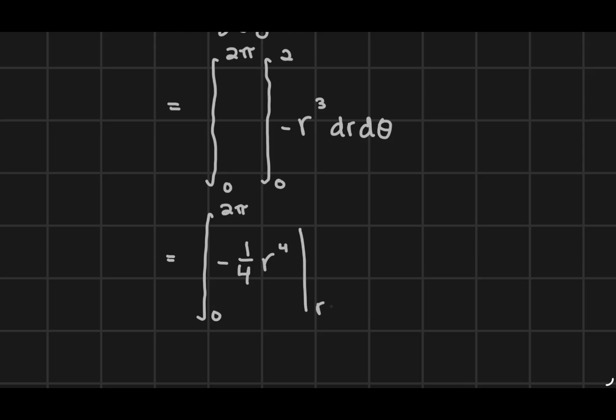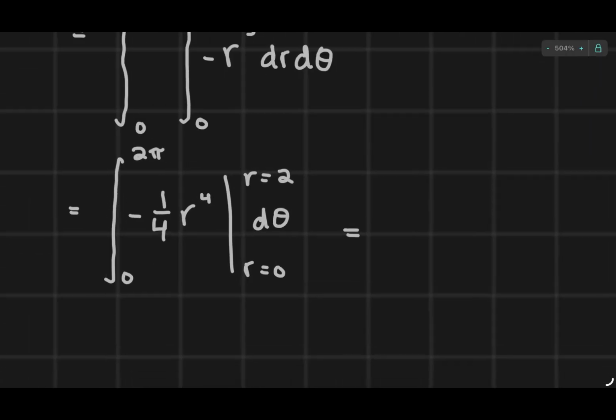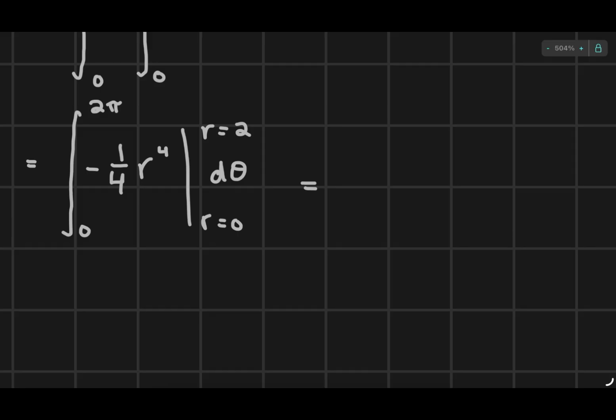And then that r is going to be evaluated from 0 to 2. I can't forget our d theta on the outside. 2 to the 4th is going to be 2 times 2 times 2 times 2. So that's 4 times 2 times 2. 4 times 2 is 8. 8 times 2 is 16. So we are going to have negative 16 over 4, which is negative 4.